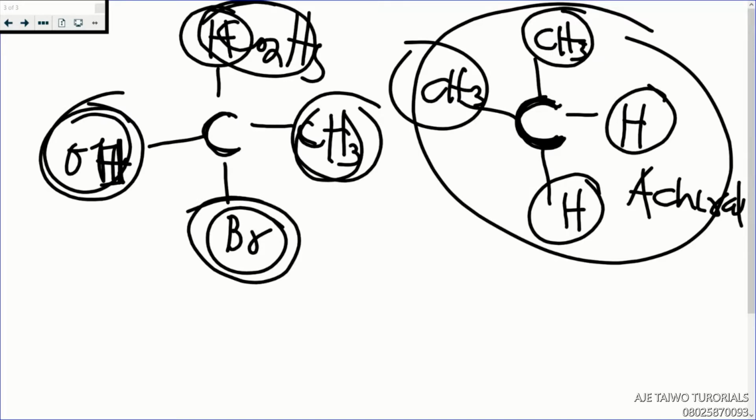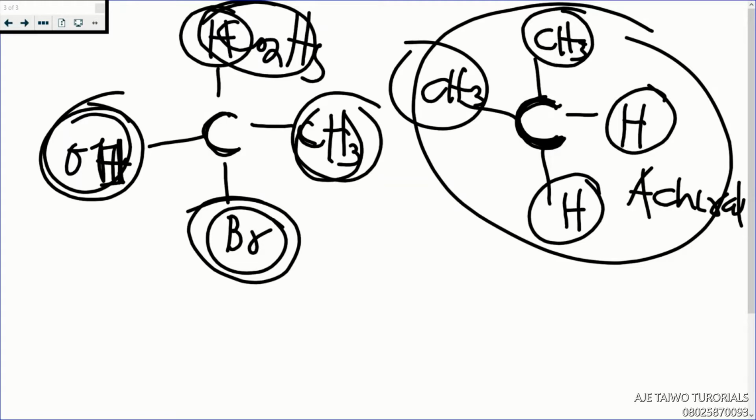So for you to have an optical isomer, you must have a chiral center. Let's write, please. Asymmetric or chiral center.